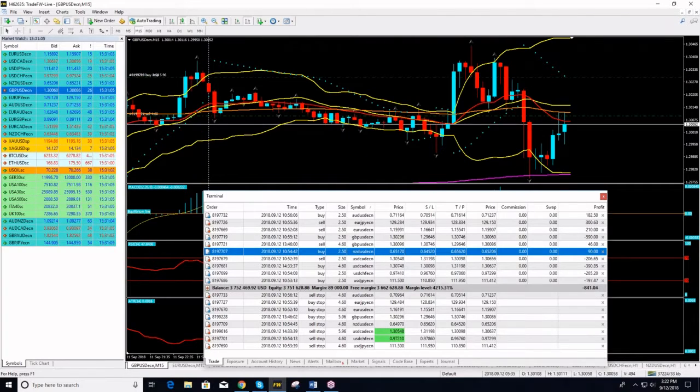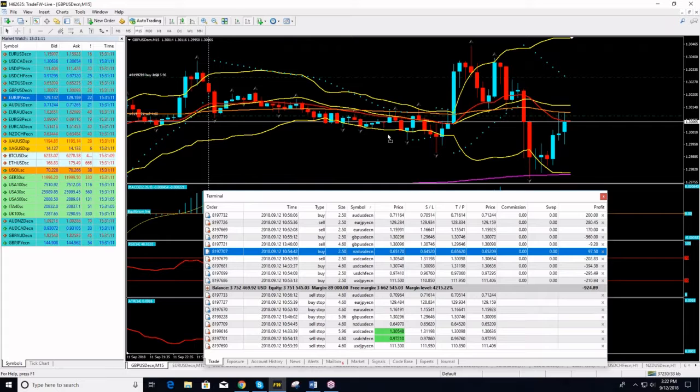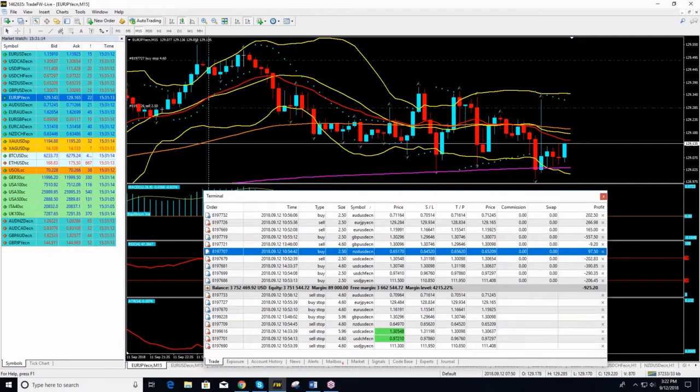Pound dollar. It has moved a bit. Euro yen has started now to move again. We have short positions, moving average.